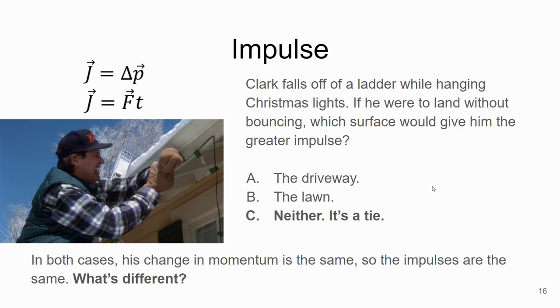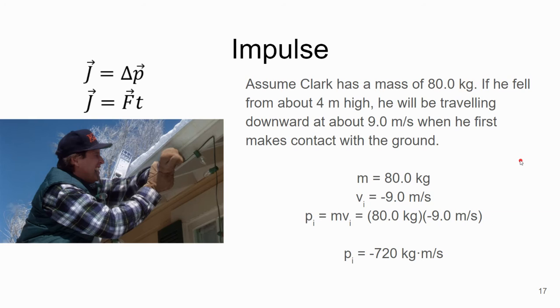Now, clearly, if you're going to fall off of a ladder and hit the ground, you would rather land on the lawn than on the driveway. So something is different, and it's not the impulse. The impulse, we just decided, has got to be the same. So what's different in this situation? The answer is the force is going to be different. Look at J equals Ft: the amount of time it takes is going to be different. And if J is the same, that means the F is going to be different. Ultimately, it's the force F that's going to matter.